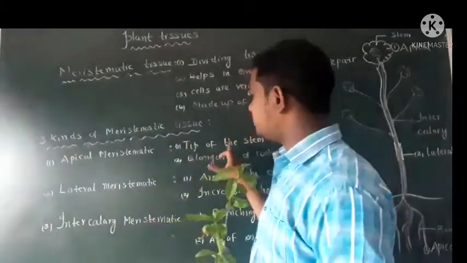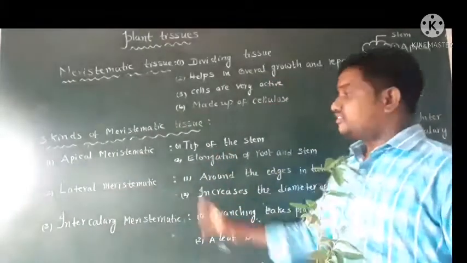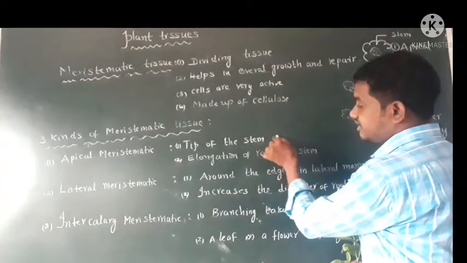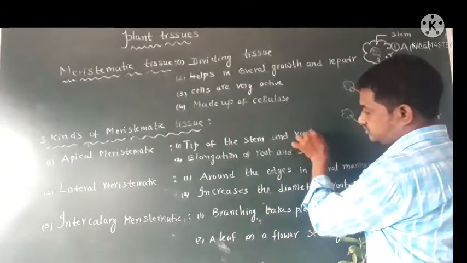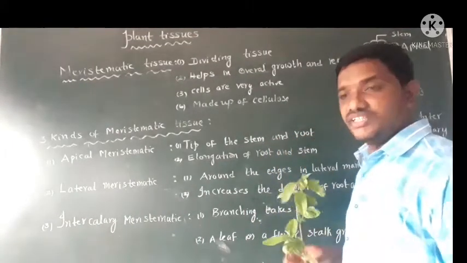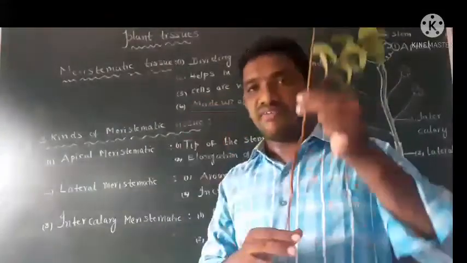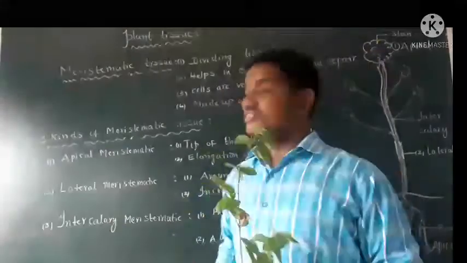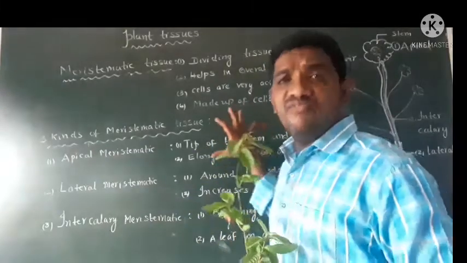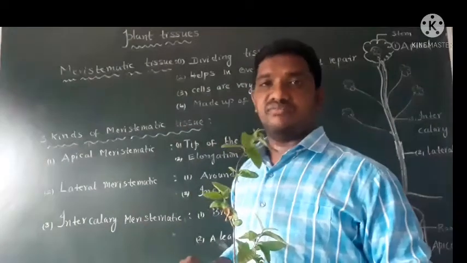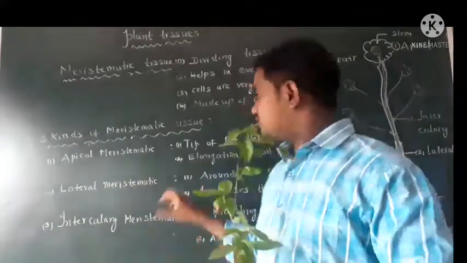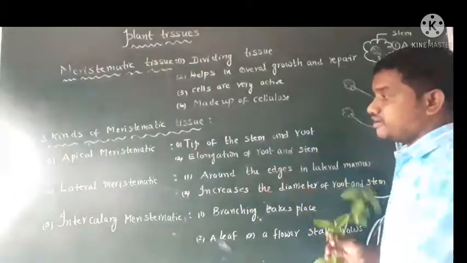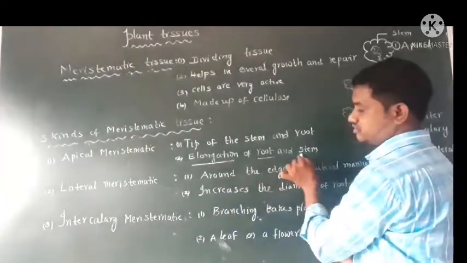See here what I have written. This tissue is present at the tip of the stem and root. Tip of the stem, tip of the root means the ending part of the plant body. What is the main function of apical meristematic tissue? Elongation of root and stem. See here the term elongation, root and stem.